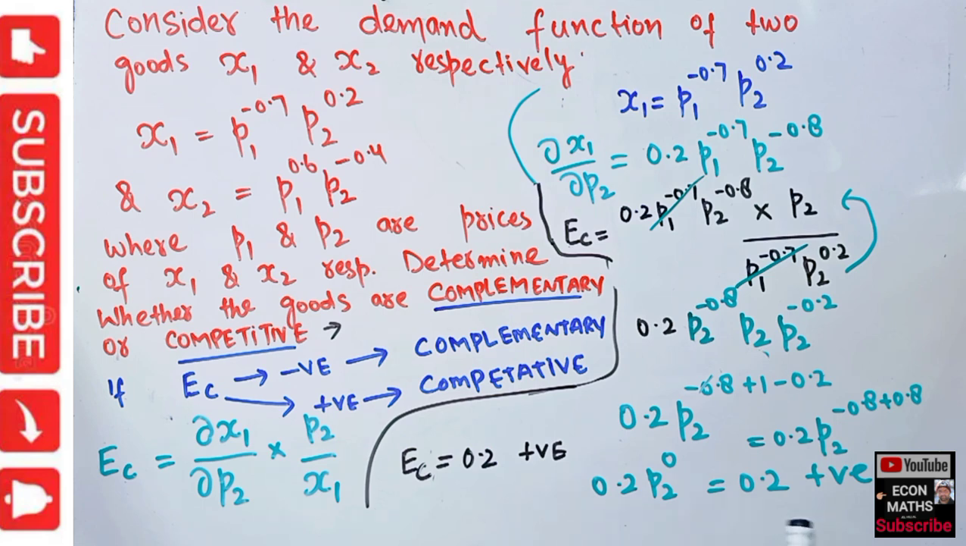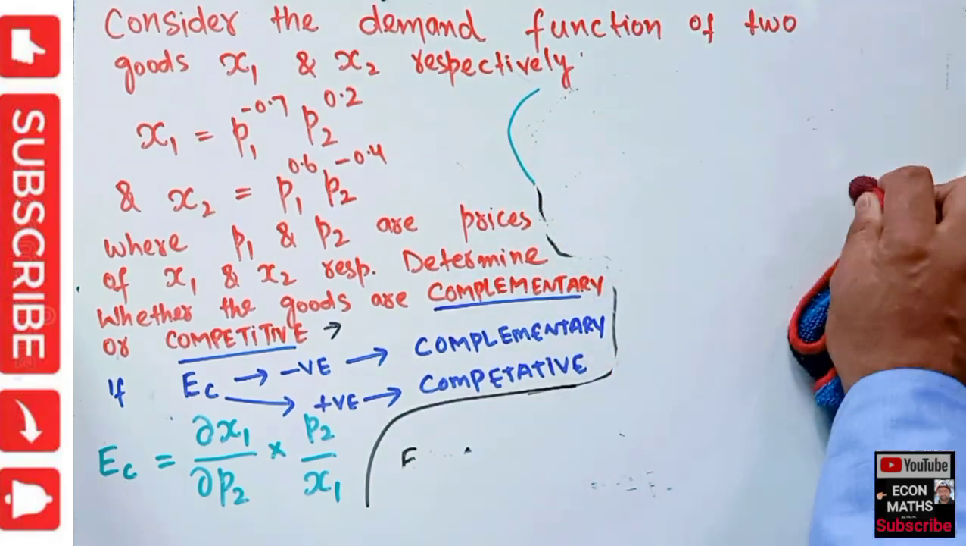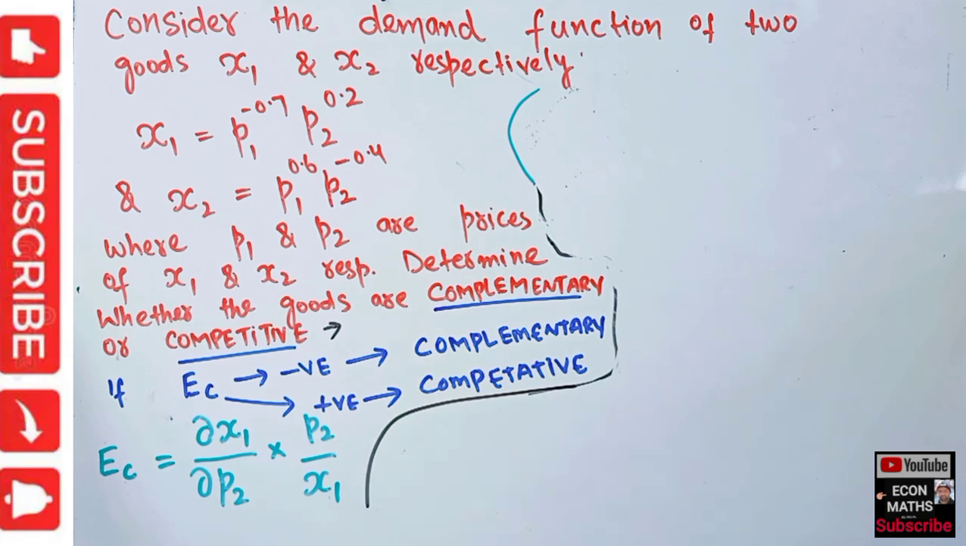If the sign of this cross elasticity of demand between good x1 and the price of good x2 had come out to be negative, we would have said that the goods are complementary. Similarly, you can check the cross price elasticity of demand for good x2. Since I have time, let me calculate that also here. Let's calculate it for good x2 also.